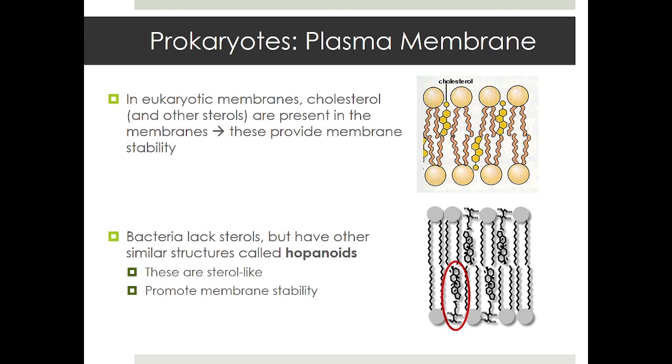In eukaryotic membranes, what we have is the integration of cholesterol, which with its many rings is quite rigid and helps to provide membrane stability to keep these things a little bit firmer. Bacteria don't produce sterols, which cholesterol is considered to be a sterol, of course, but they have other molecules that are similarly structured, and these are called hopanoids. They're sterol-like. If you look at their structure, of course, they have a ton of different rings in them as well, and they're also integrated into the cell membrane to promote stability.